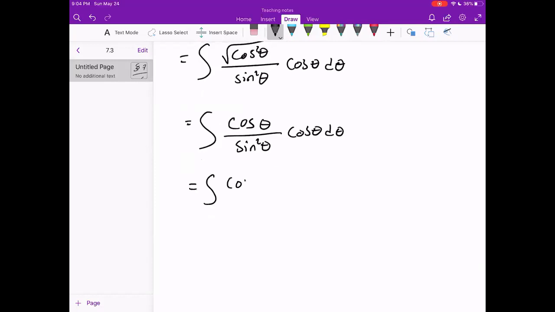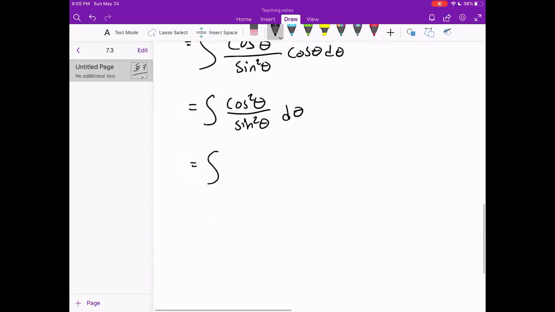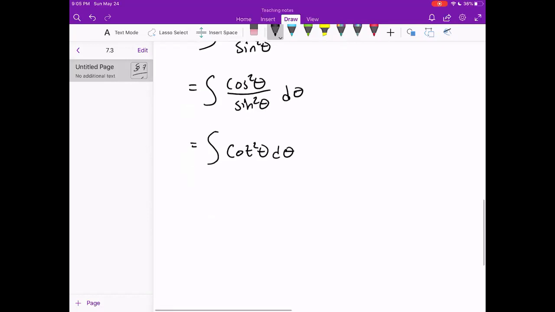The integral of cosine squared theta over sine squared theta d theta. We have to put this in a form we know how to integrate. So let's try and write this. Cosine squared divided by sine squared is cotangent squared. Now, it's harder to integrate things with quotients, so division in it. So we're going to write that as cotangent squared.